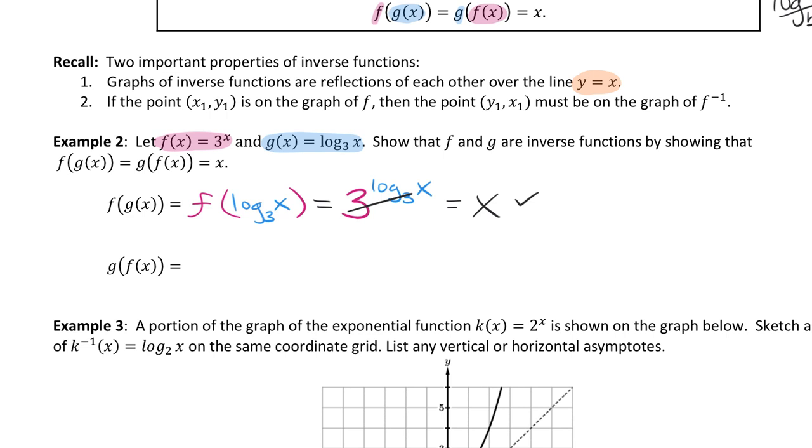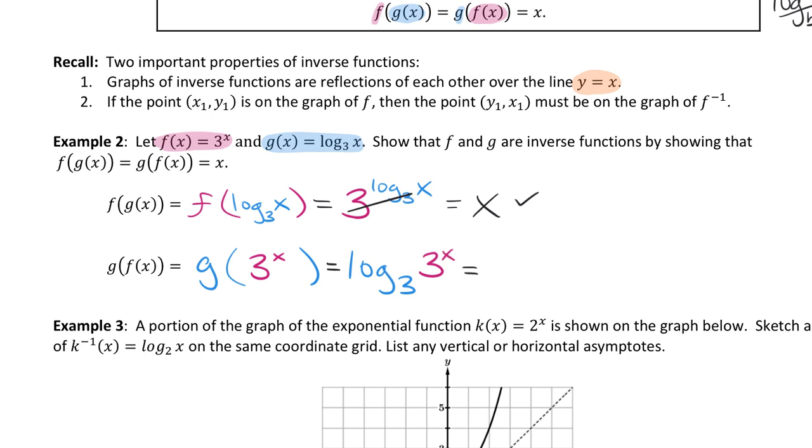If we compose these the other direction, where we're going to put g of x on the outside and stick f of x on the inside of it, that means that now I'm going to rewrite the g function, and anywhere there was an x, I'm going to put the red function. So it'll look something like this. So we have log base 3 of x. Well, x is going to be 3 to the x.